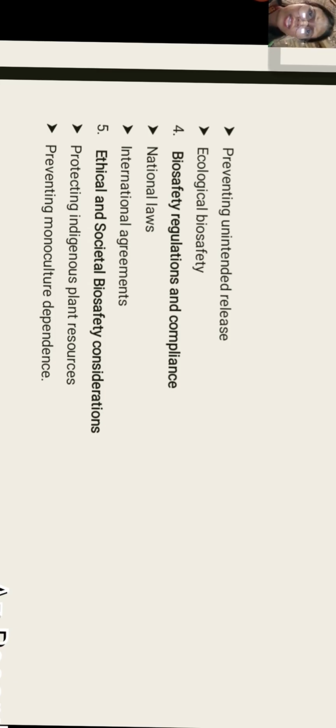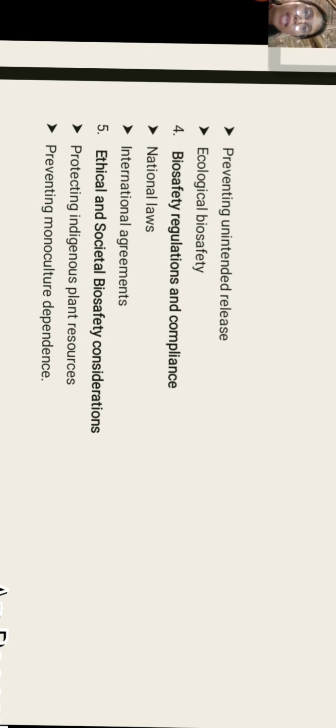Next is ecological biosafety. Protect the environment when doing research or using GM crops, because some modified plants or insects can harm other animals, plants, or soil. So don't hurt the environment or animals.